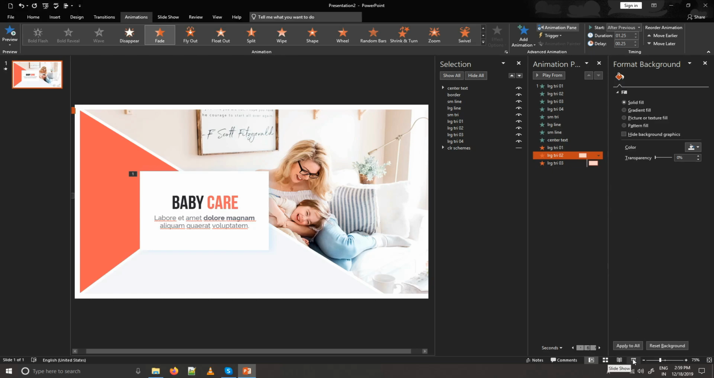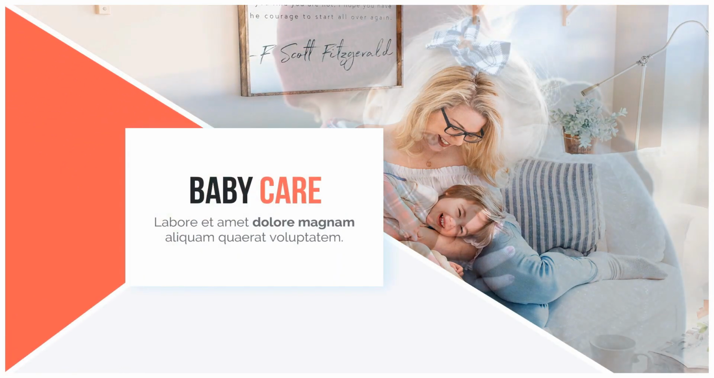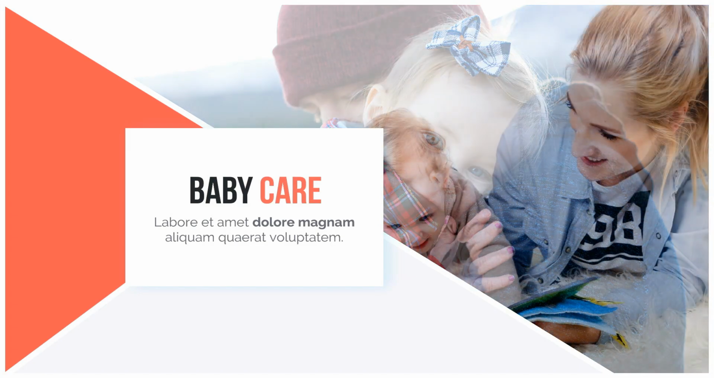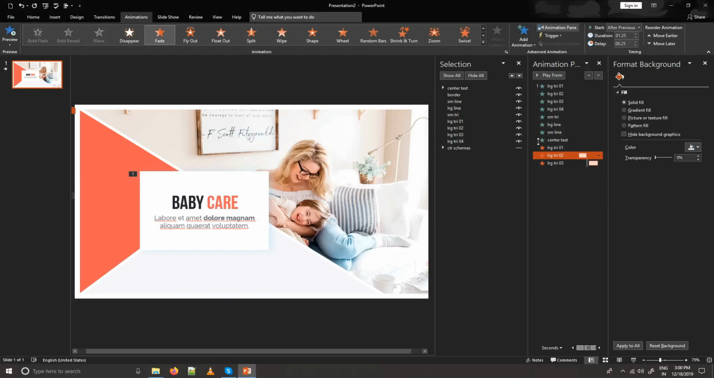Click on the slideshow icon and check it in slideshow mode. Click on the arrow tool to play the animation. Select first last triangle 01 and add a delay. I'm going with 0.75. Now check animation in slideshow mode again.